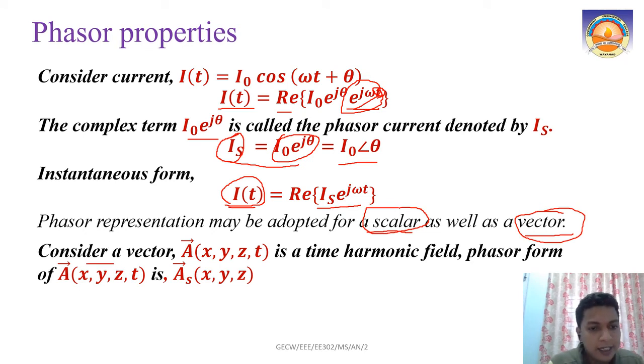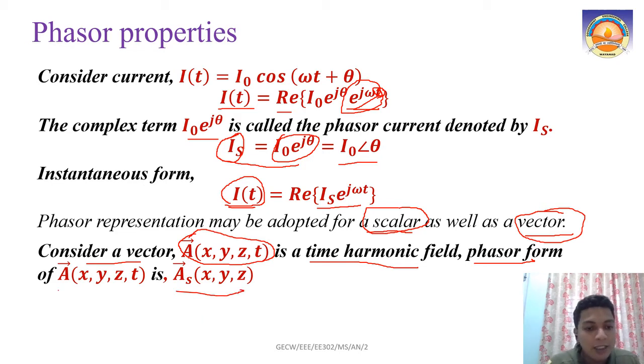So consider a vector A. Vector A means, already our vector is varying with respect to space, so it's a function of x, y, z, the space variables, and now it is also a function of time, when it becomes time varying. Now here it is particularly a time harmonic field. So we are representing it in which form? Phasor form, as a function of x, y, z.